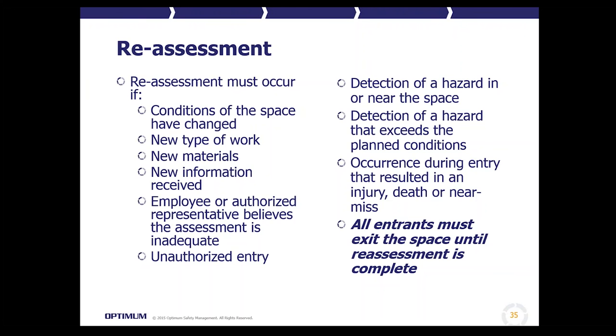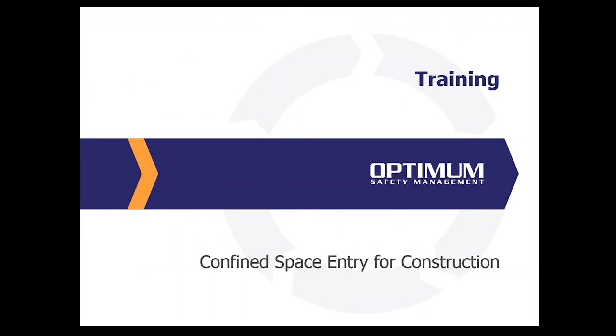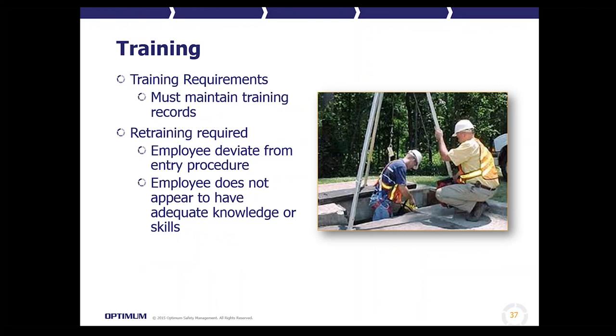So let's look at training. A lot of information so far. We've got to train people on how to be very aware of the information that we've already covered. When we're looking at training requirements, number one, they've got to be documented. There's a saying out there that I like to go with: if it's not documented, it never happened.